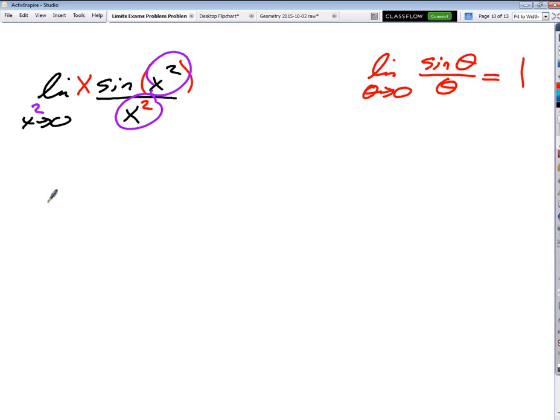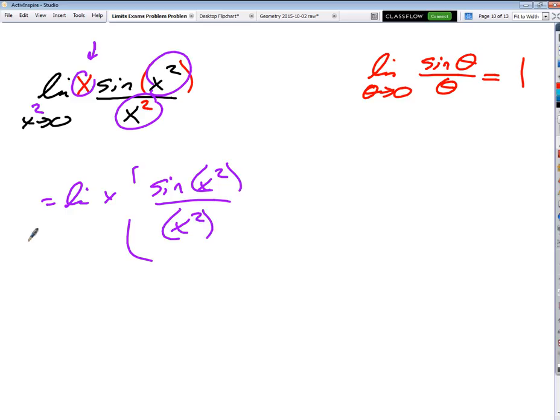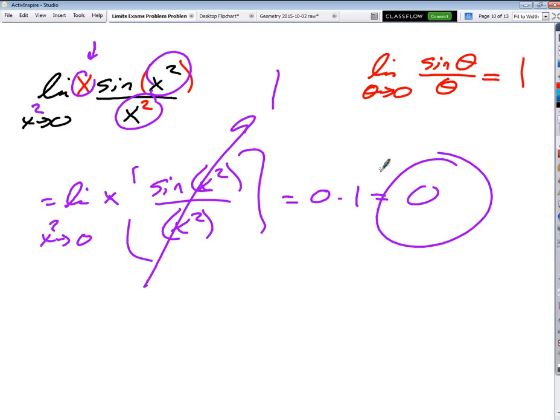So then our answer is 0. I've got the limit of x times sine x squared over x squared as x approaches 0. The x squared approaches 0, so that part goes to 1, but what's the x going to do? It goes to 0. So I end up with 0 times 1 equals 0. Sweet.